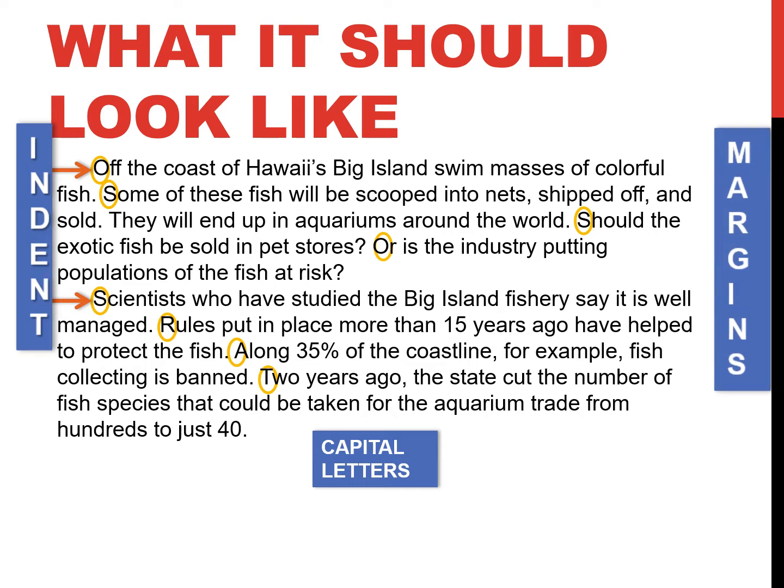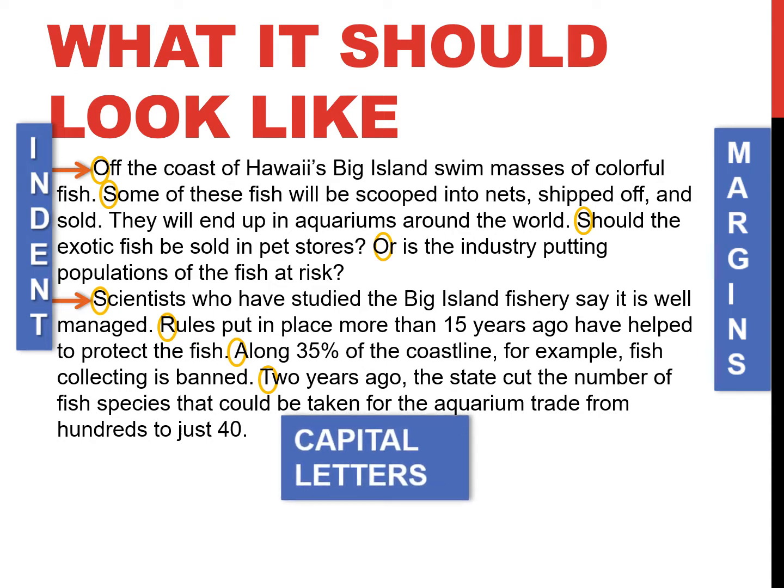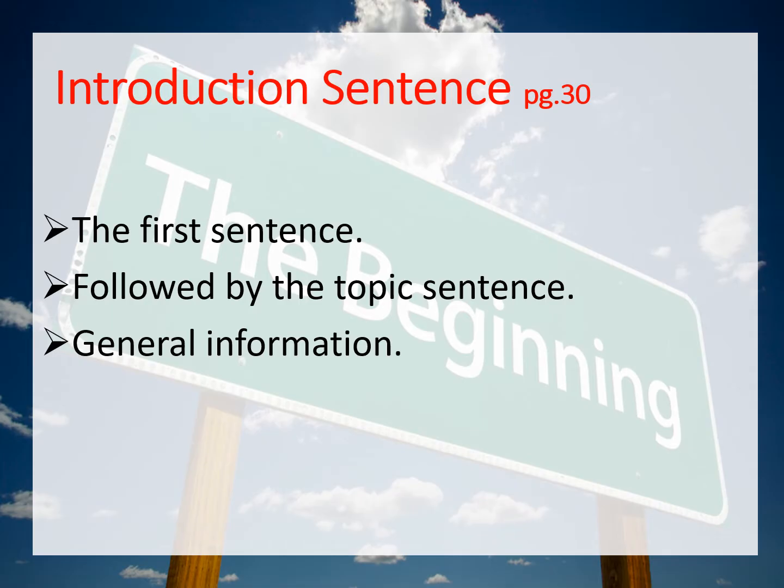Another thing you should look at are your margins. Margins are the sides of your paper, the left and right side. So make sure that your margins are set so everything is lined up to the left side. And when you go to the right side, there should be about an equal amount of space unless you are finishing a paragraph. The last thing that this paragraph has is capital letters. You need to have capital letters at the beginning of every sentence.